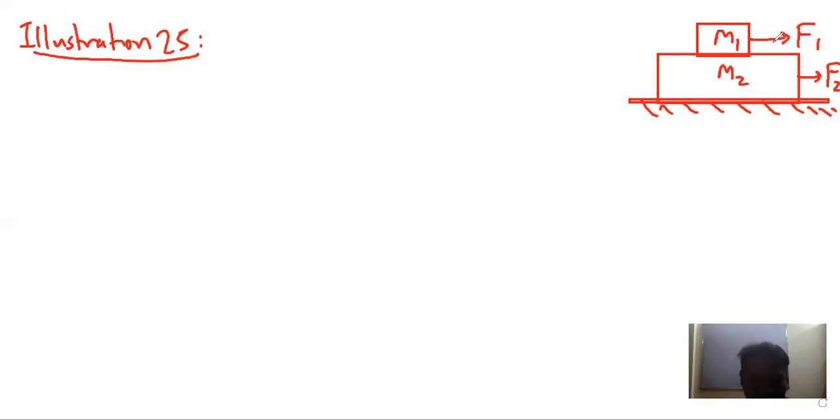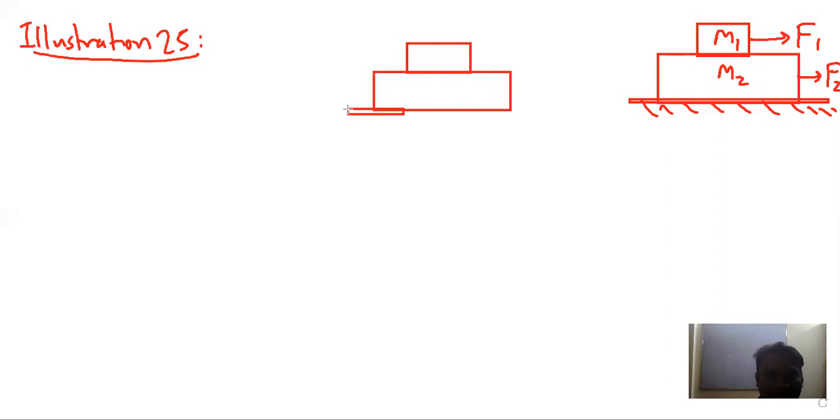Now in this case we have to find the static friction between the two blocks m1 and m2. So let us see how to solve this question. So let us first make the diagram. This is block M1, this is block M2, and this is ground. Now, on M1, I have a force F1 towards the right. On M2, I have a force F2 towards the right.